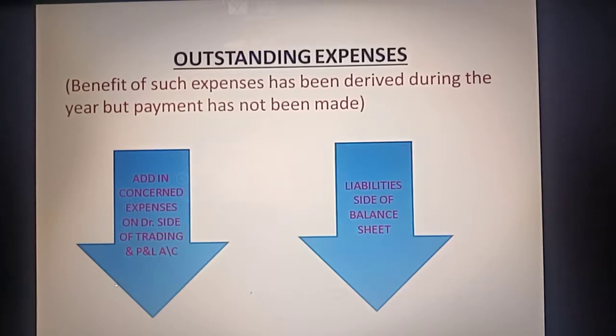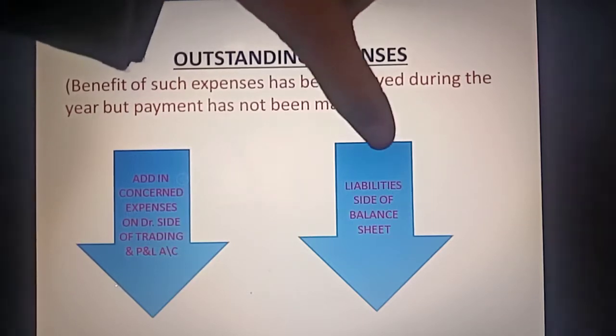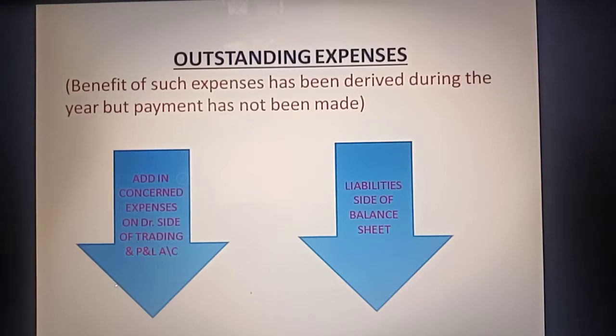For example, the firm pays rent at the rate of 1,000 per month. If during the accounting year ended on 31st March only 11 months' rent, amounting to rupees 11,000, has been paid, then rent for 1 month, that is 1,000, will remain outstanding at the end of the year. This is outstanding expenses. Now again, it will be recorded on two sides: first, added to the concerned expense on the debit side of the trading and profit and loss account, and on the other side it will be shown on the liability side of the balance sheet.